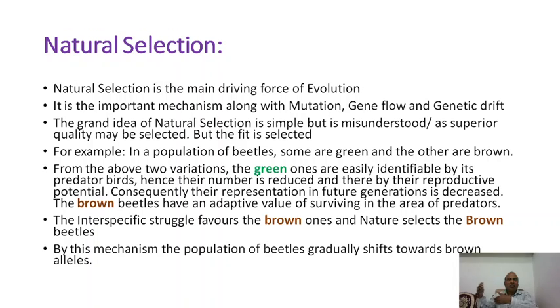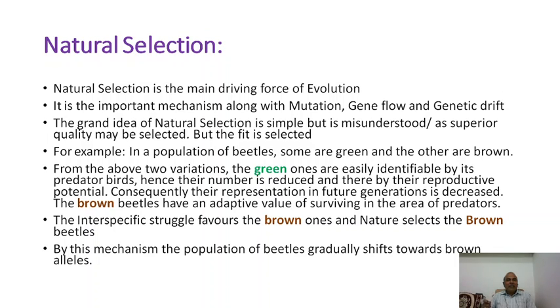As the brown genes increase in the gene pool, frequencies gradually shift from green and brown with a common ratio to more brown genes. As this allelic frequency changes generation after generation, gradually a new population is formed, and such a new population may become a new species in the making. So this is a very simple idea. Natural selection is a very simple idea, but we need to understand it properly.